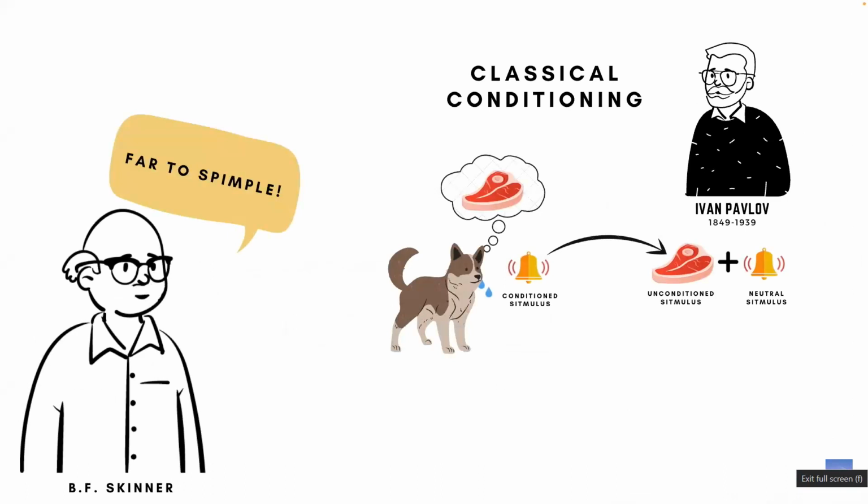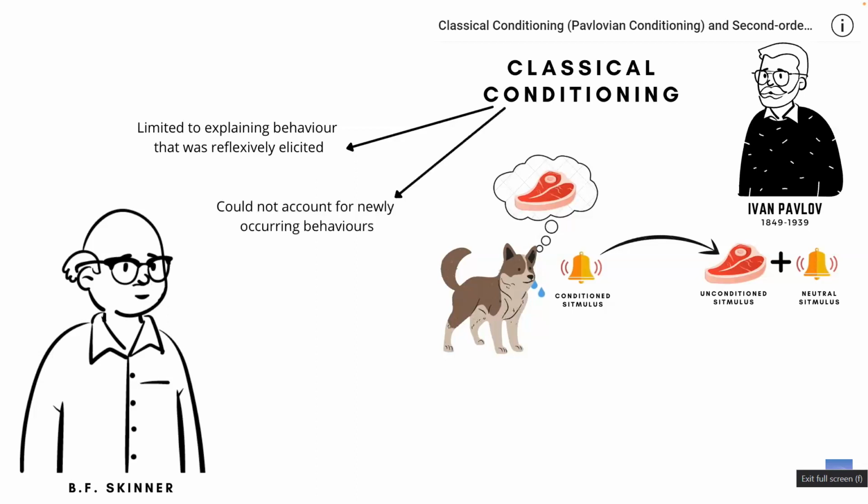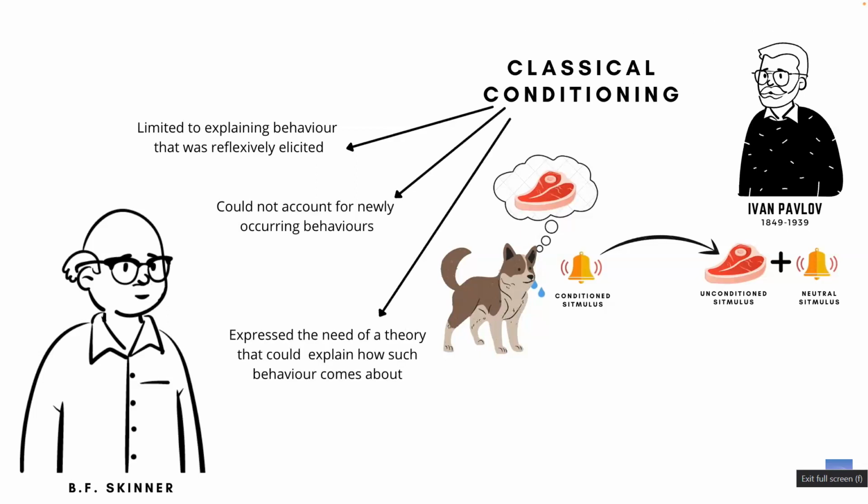Skinner stated that the current classical conditioning theory was limited in explaining the existing behaviors that were elicited reflexively. As a result, the classical conditioning theory did not account for new behaviors, such as how a person learns to drive a car. Thus, in Skinner's attempt to understand and theorize human learning, he proposed a theory that could explain how new behaviors were acquired via conditioning.